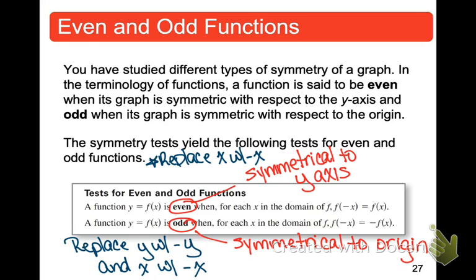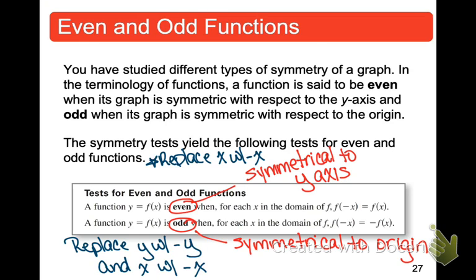Now, we also had symmetrical to the x-axis. But when something was symmetrical to the x-axis, it wasn't a function. For something to be symmetrical to the x-axis, it had to fold on top of the x-axis, and y's had to be the same, or y's had to be opposite. And when that happened, we didn't have a function. So now when we talk about even and odd functions, we're only talking about symmetry to the y-axis and symmetry to the origin. So I want you to look at these two graphs.